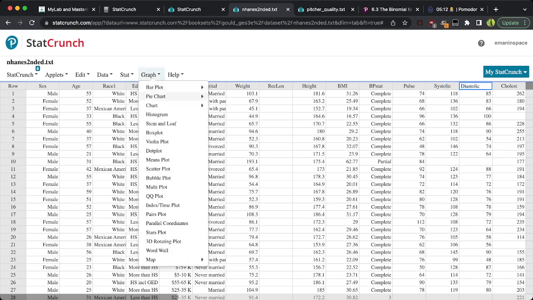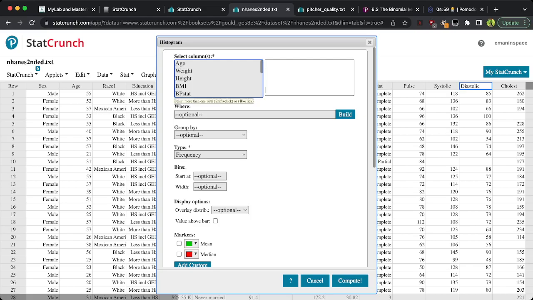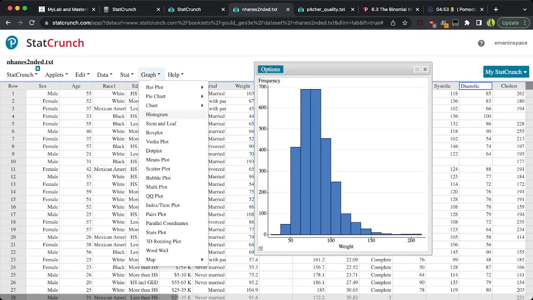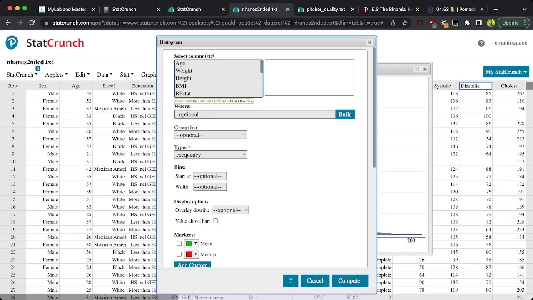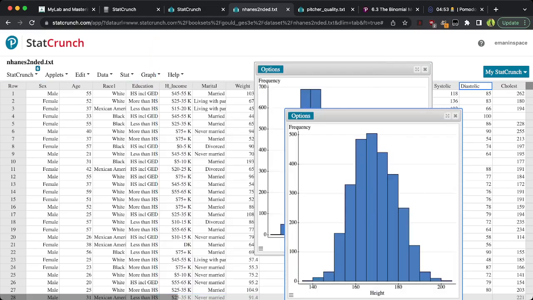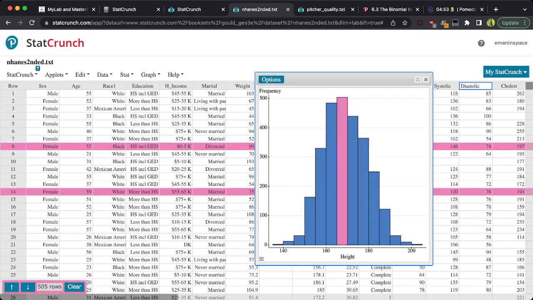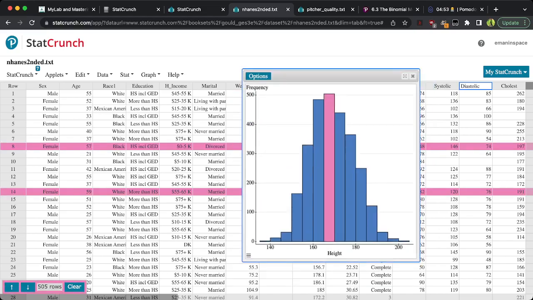I'm going to go graph, histogram. There we go. And we're going to look at weight. Oh, sorry, height, not weight. We want height. Looking at this, you can see you have a high point right about here at around 170 centimeters or so, and you can see the right tail is about as long as the left tail, so it's fairly symmetric. It's definitely unimodal.